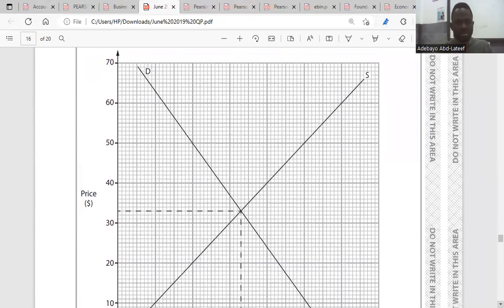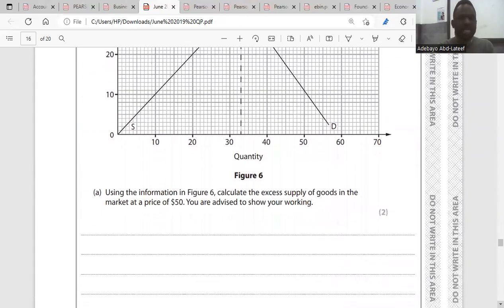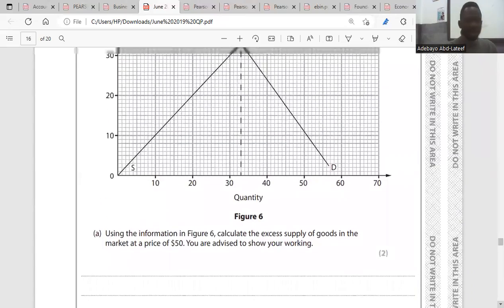Question 4. For question 4, this is a graph for demand and supply. Using the information in figure 6, are you guys there? Using the information in figure 6, calculate the excess supply of goods in the market at a price of $50. You're advised to show your working.